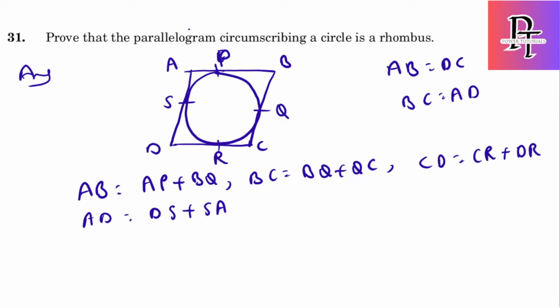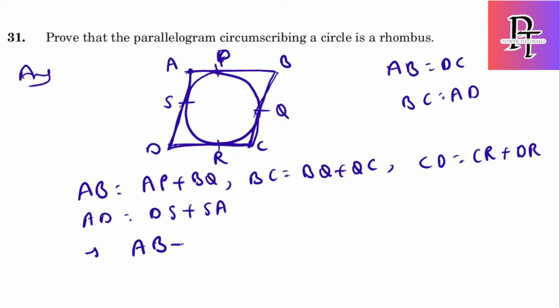So what is the other condition for a circle? If you imagine, from A, these two are tangents. Same way, these two are tangents. For a circle, if two tangents are drawn from one point, then the lengths of these two tangents will be the same.